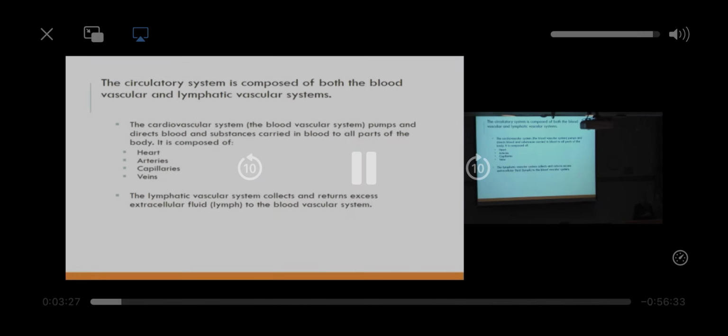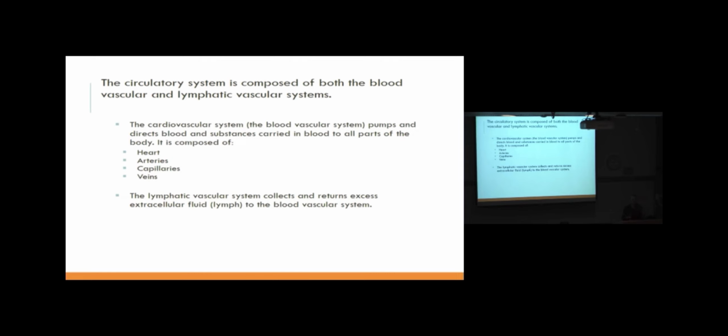Okay, so the circulatory system. It's actually composed of two parts. Of course, the cardiovascular system, which is carrying the blood, contains the heart, the arteries, the capillaries, the veins, and then the lymphatic vascular system, which collects and returns excess interstitial fluid to the blood.